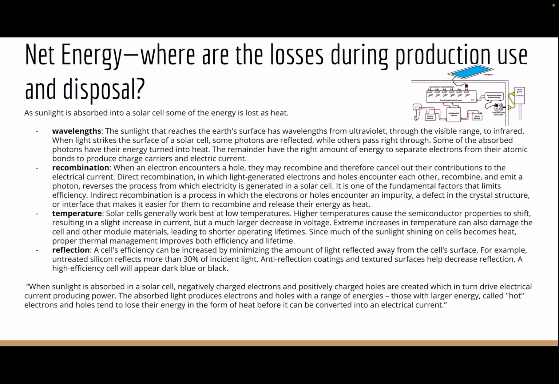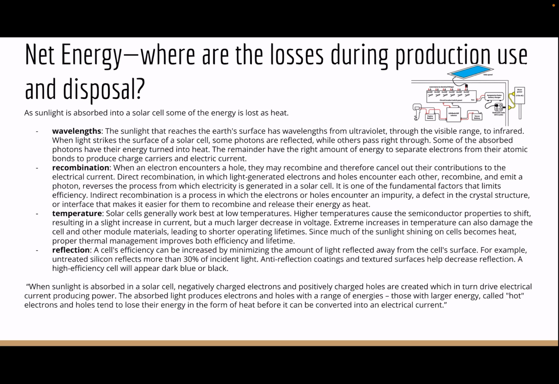And then recombination. This is when an electron encounters a hole, and they cancel out their contributions. Indirect recombination is also a problem with losses, because the holes might be defective, and it will mess up the structure, so that their energy is released as heat because the structure can't get through the solar panels.